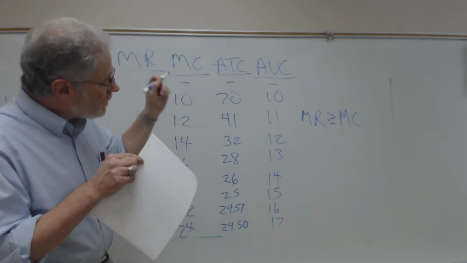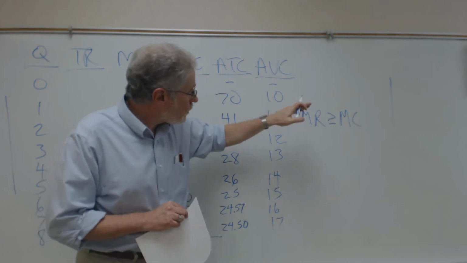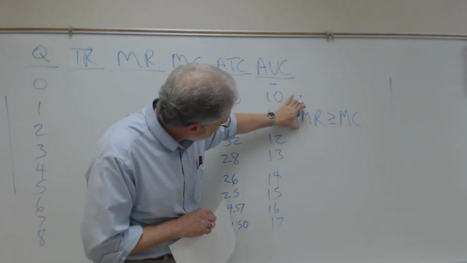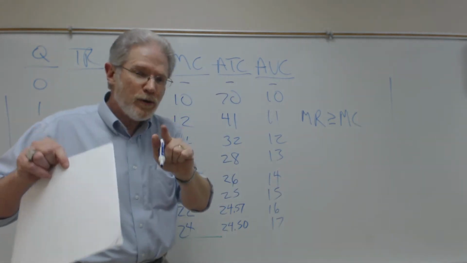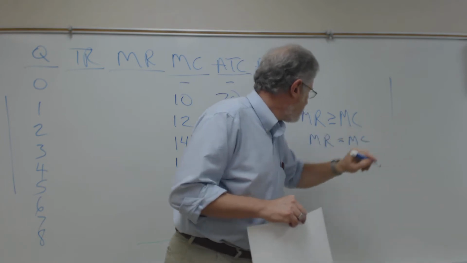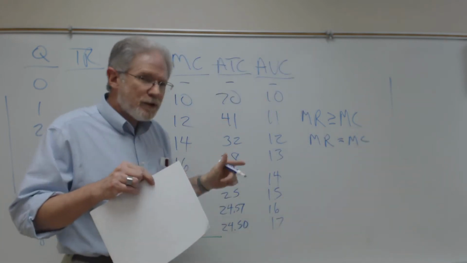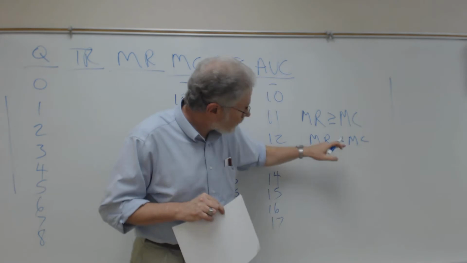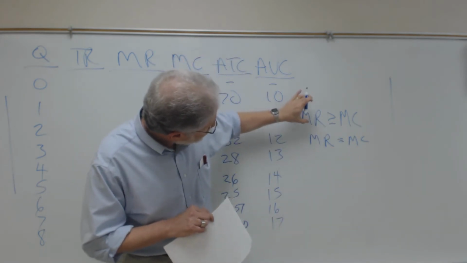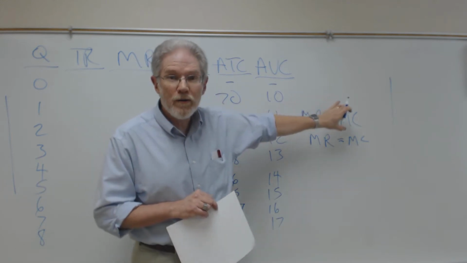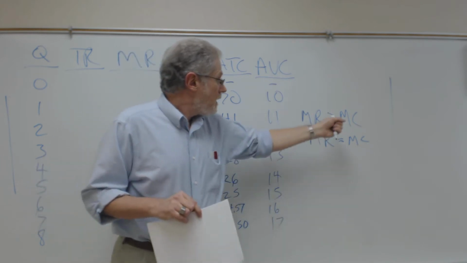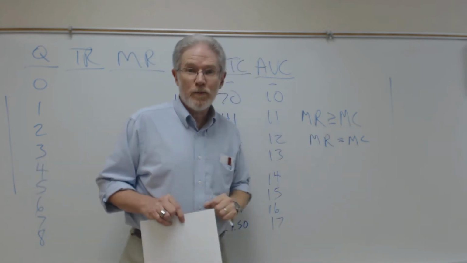Just think about it intuitively. They want to produce every unit that adds more to revenue than it adds to cost. And if the firm does this, they're going to end up producing where MR equals MC. Sometimes there's not a unit where those two are exactly equal. If not, then you fall back to this: produce every unit where marginal revenue is greater than or equal to marginal cost. Don't produce any unit that has a marginal cost greater than the marginal revenue.